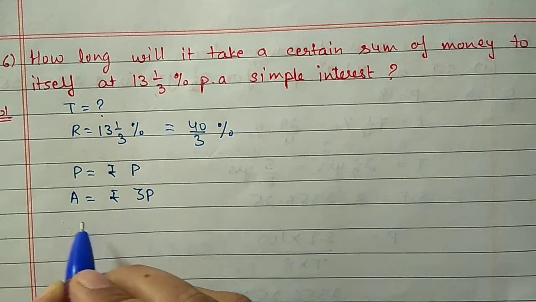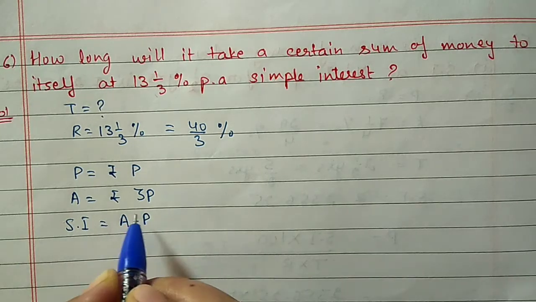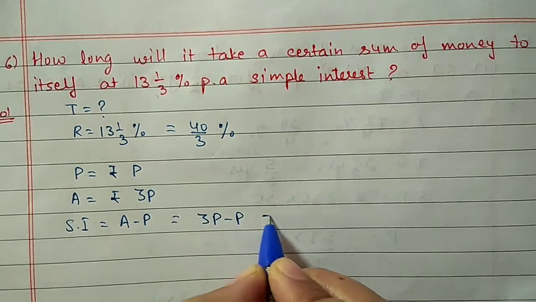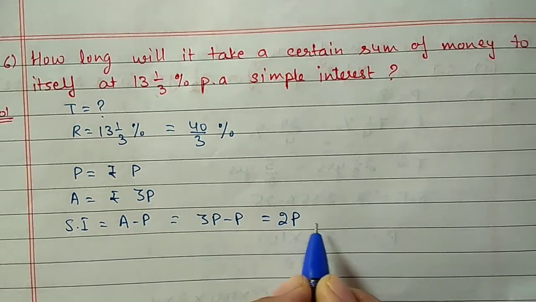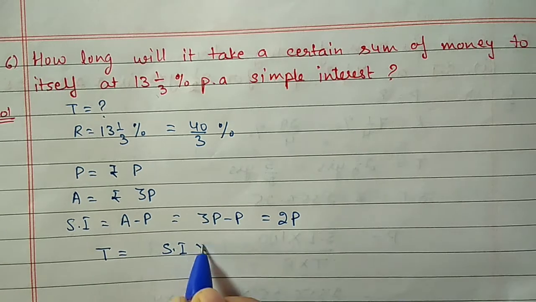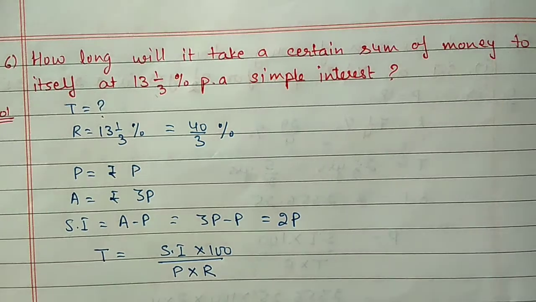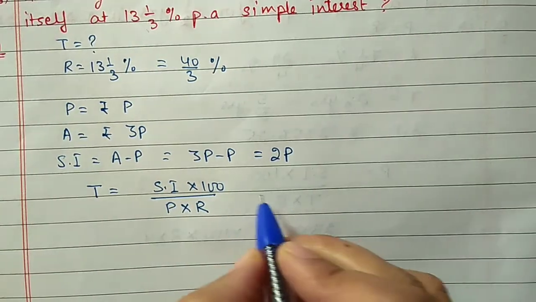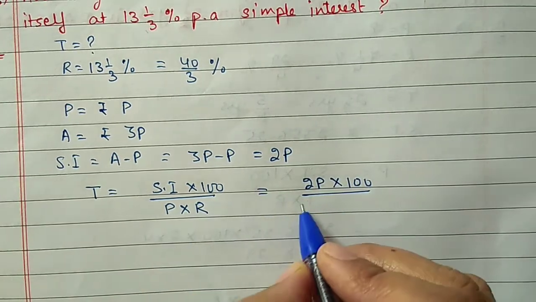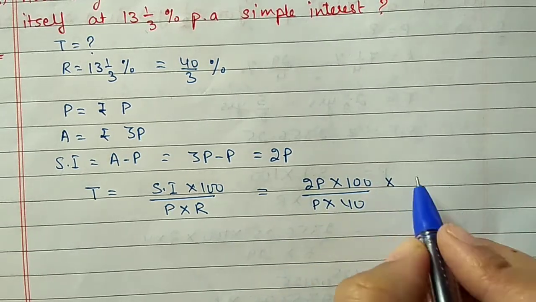It will triple itself. Then simple interest is equal to A minus P, amount minus principal, whatever the extra money we are paying. So here 3p minus p will become 2p. It means simple interest is 2p here. We have to find out the time. Time is equal to SI into 100 by P into R. And SI just now we have calculated, 2p into 100 by P, P is what we have taken, and R is 40 by 3. The 3 will go up.